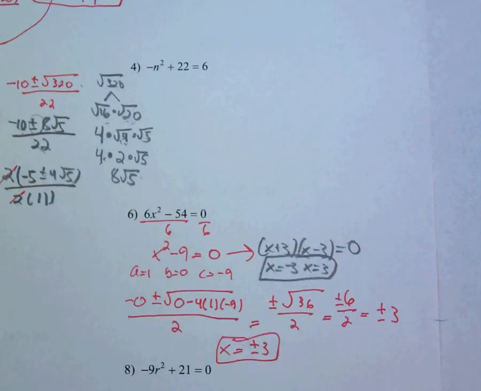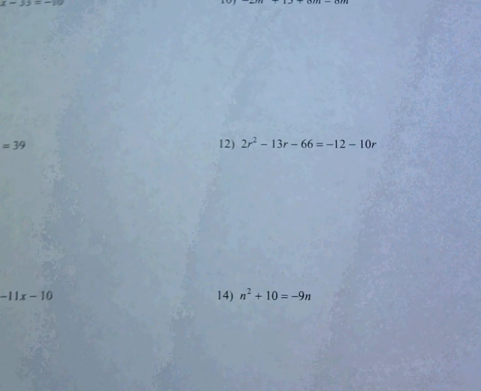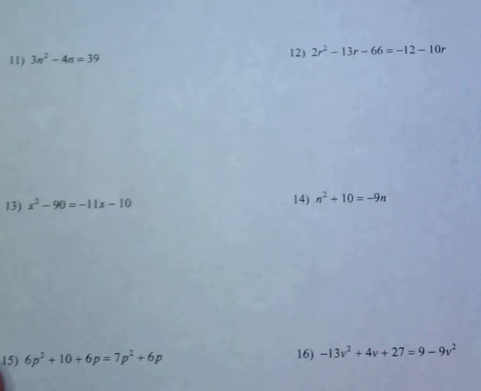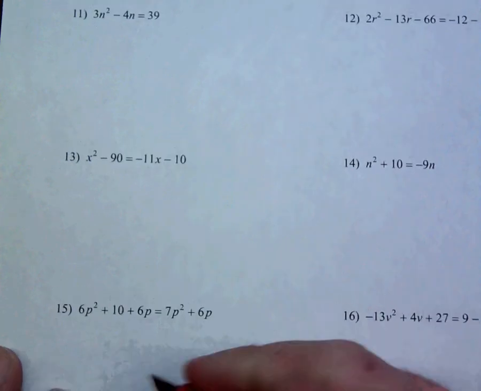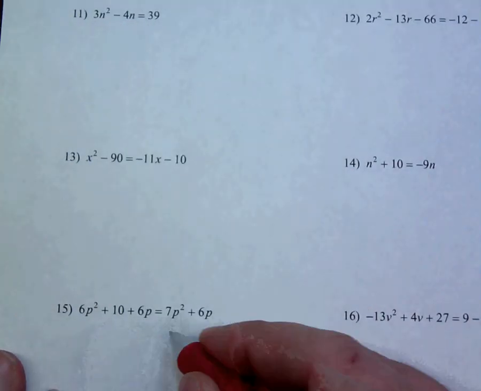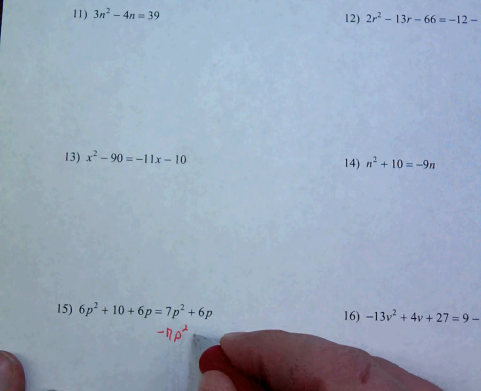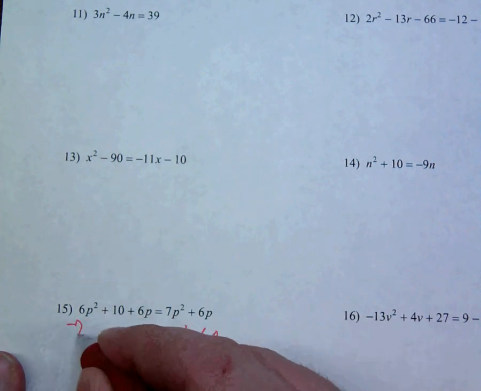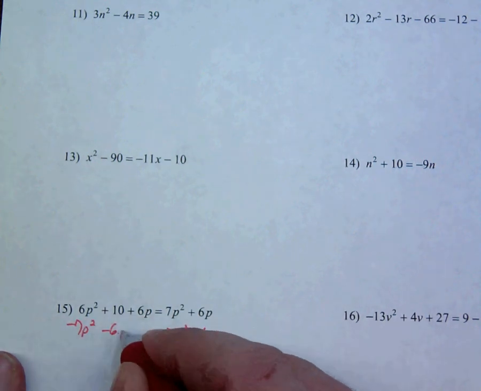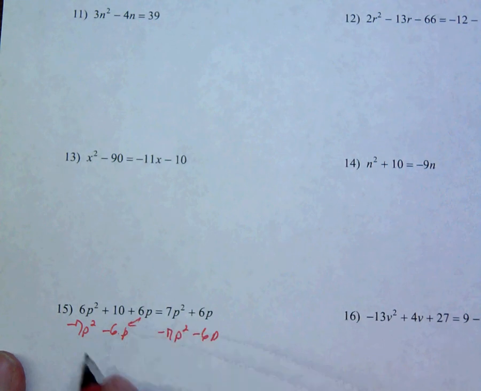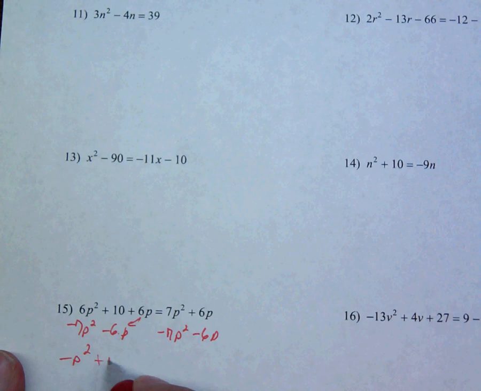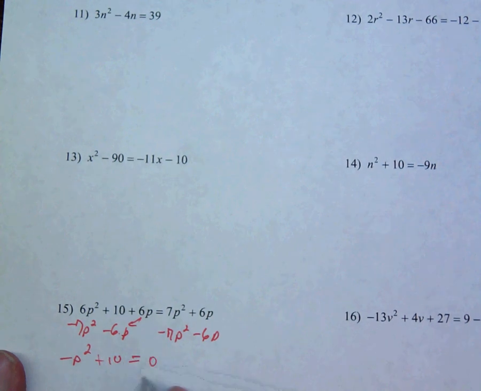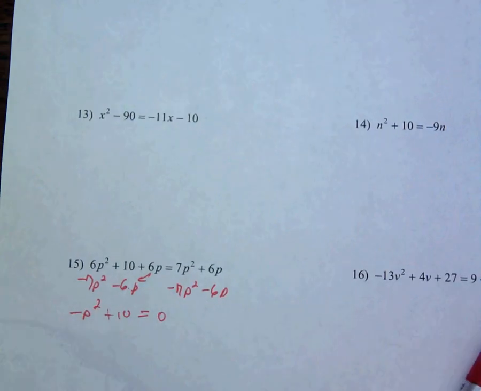Hopefully that helps. On the back, there's a lot of ones where you'll need to make sure it's equal to 0 first, and that involves steps like, okay, there's multiple sets of p squareds. We're going to subtract 7p squared, subtract 6p. Oh, that comes from this. And so we get negative p squared, 6p minus 6p is 0, plus 10 equals 0, and go from there. I'm going to let you guys do that on your own. Hopefully this was helpful.